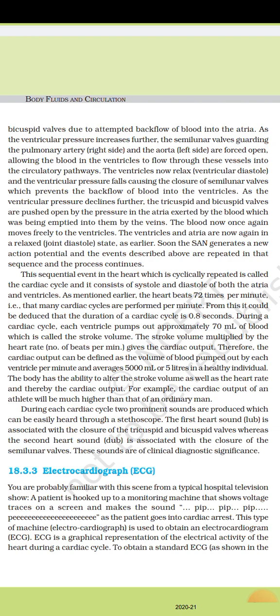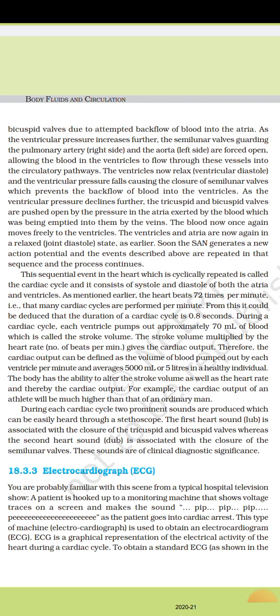During each cardiac cycle, two prominent sounds are produced, which can be easily heard through a stethoscope. The first heart sound, lub, is associated with the closure of tricuspid and bicuspid valves, whereas the second heart sound, dub, is associated with the closure of semilunar valves. These sounds are of clinical diagnostic significance.